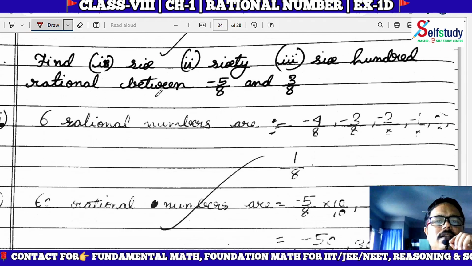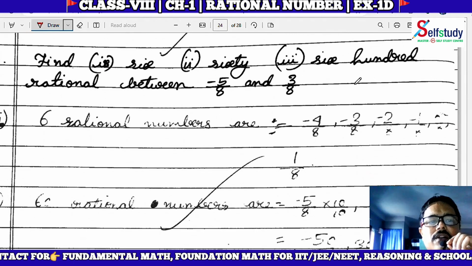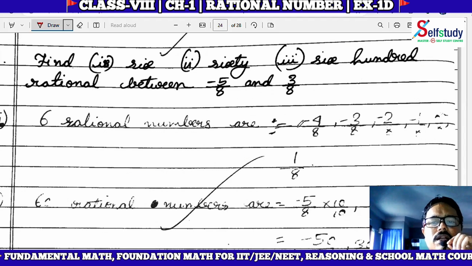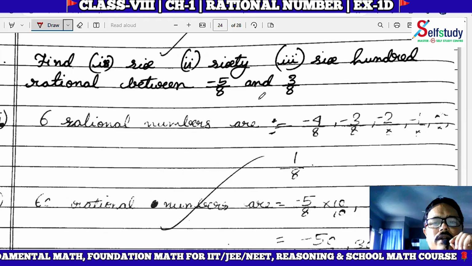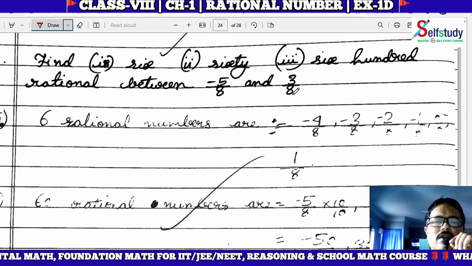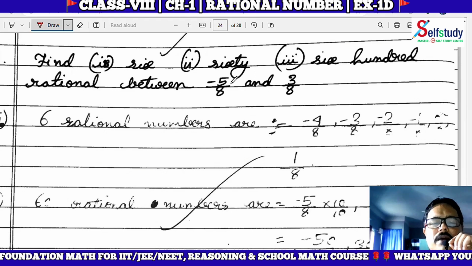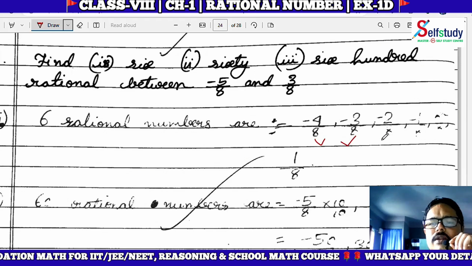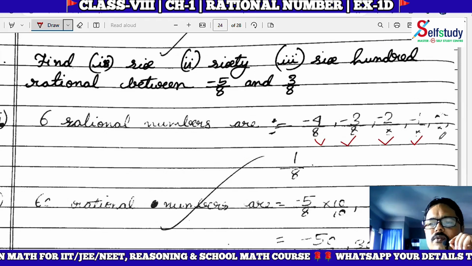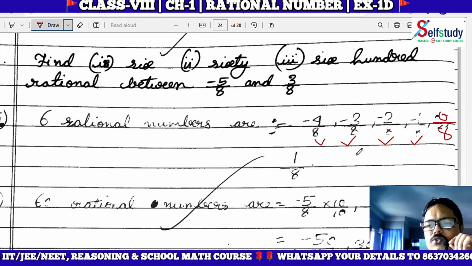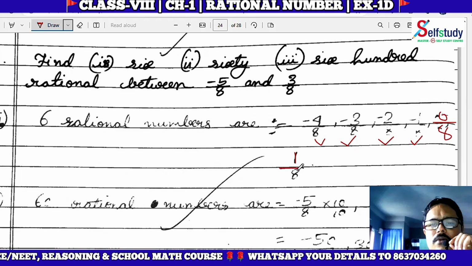Now find 6, 60 and 600 rational numbers in between minus 5 upon 8 and 3 upon 8. So between minus 5 upon 8 and 3 upon 8 there are already 6 numbers, so we will not do anything. Directly we can write minus 4 upon 8, minus 3 upon 8, minus 2 upon 8, minus 1 upon 8. Then this is what? 0. So 0 upon 8 or 0 also you can write, and 1 upon 8.